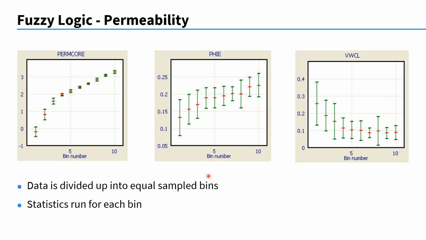Fuzzy logic can also be used to calculate permeability. As we know, permeability is a very difficult rock parameter to measure directly from electrical logs, because it is related more to the aperture of the pore throat rather than the pore size. And determining permeability from logs is further complicated by the problem of scale, right?